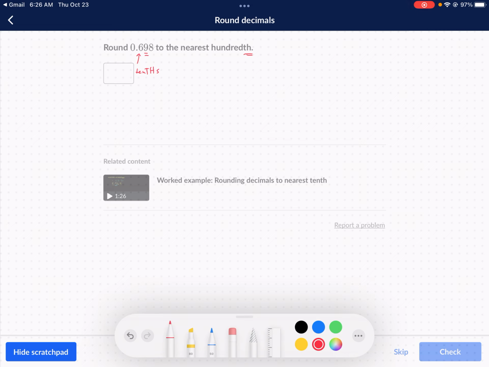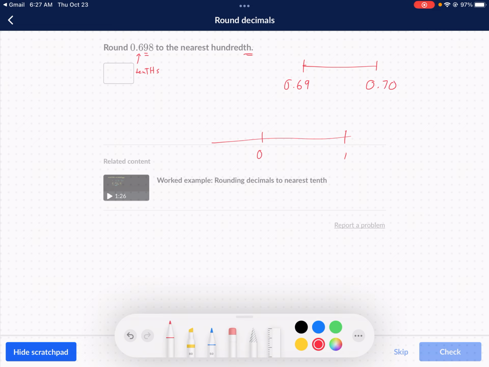Hundredths is the next one. Thousands, etc. Now, this one's a little bit trickier, right? So if we were to have something between 0 and 1, we could even break this down further because we're dealing in this tenths range. So let's say we're rounding to the nearest hundredth. Our hundredths are, let me write this down, 0.69, and the next one up is 0.70.